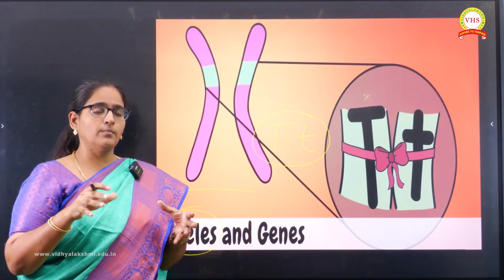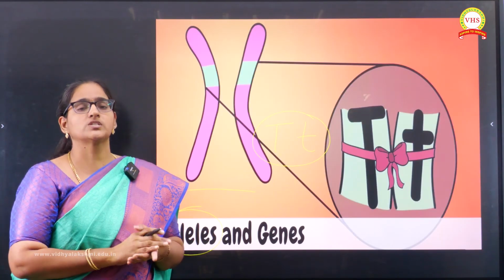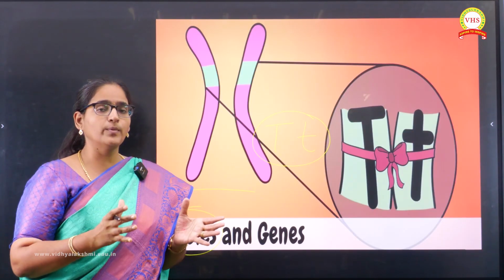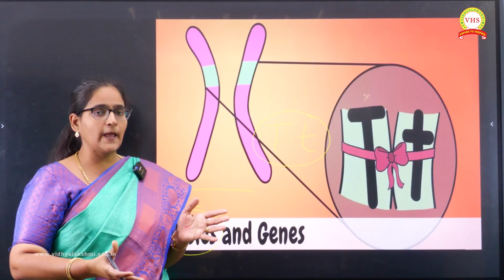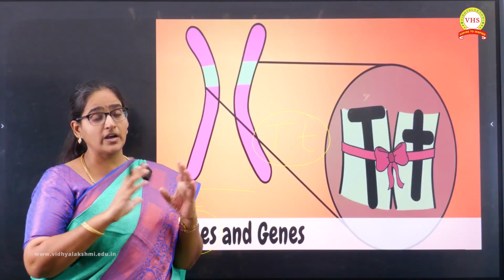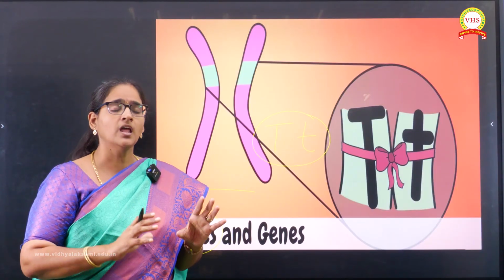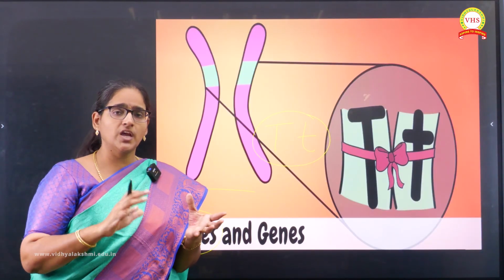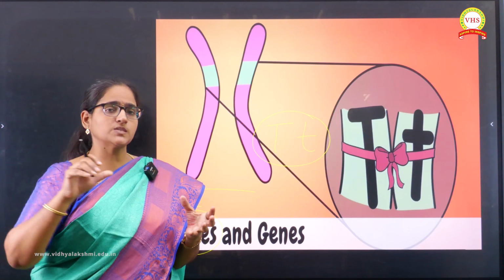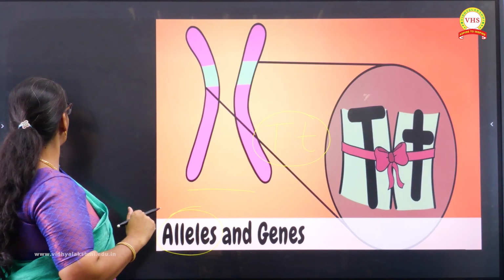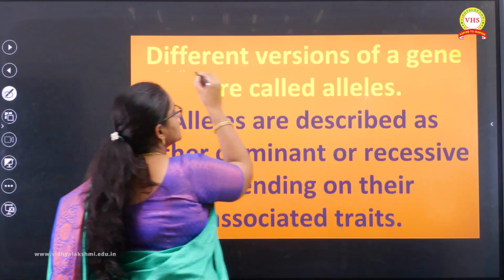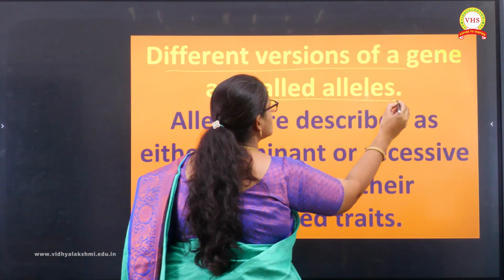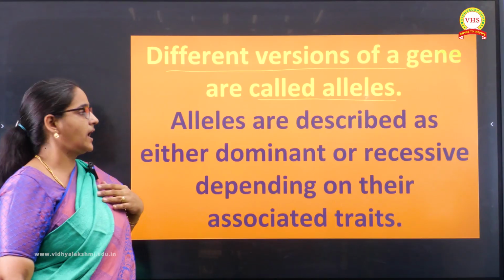Any character is determined by the combination of all these four structures. As I told you before, the nucleus contains the chromosome, the chromosome contains the DNA, and within DNA we have the functional portion called the gene, and within the gene, every gene will have specific alleles present inside them, and they are responsible for the characters which we get. Different versions of a gene are called alleles.